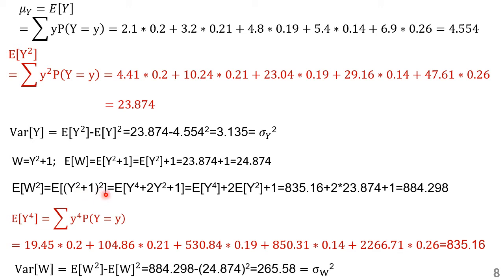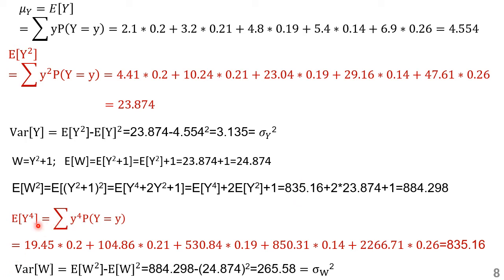So if you want E of w square, then it is E of y square plus 1 the whole square. That gives you E of y to the power 4 plus 2y square plus 1. That gives you E of y to the power 4 plus 2 E of y square plus E of 1, that is equal to 1. So when you substitute the value, we get the answer as 884.298.